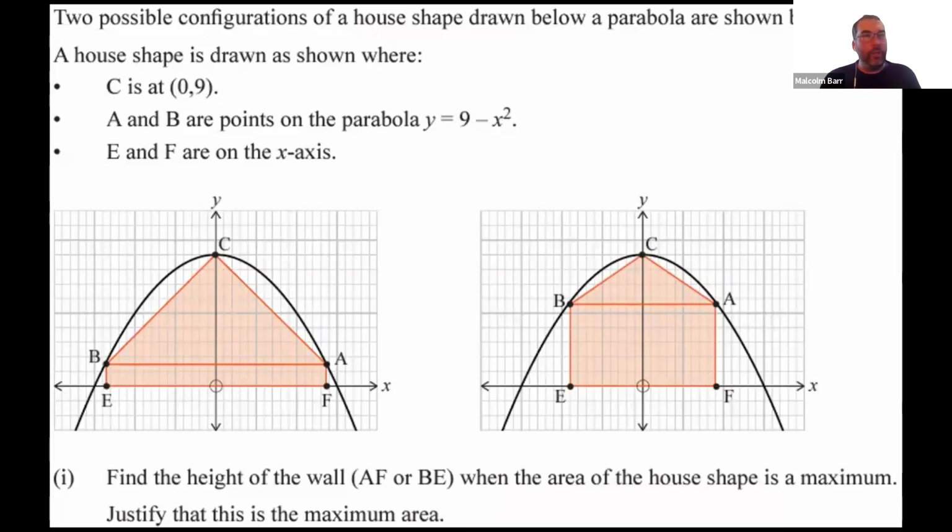So two possible configurations of a house shape are drawn below. A house shape is drawn where C is at (0, 9), A and B are the points on that parabola y equals 9 minus x squared, and E and F are on the x-axis, and you have to find the height of the wall, which is either AF or BE, when the area of the house shape is a maximum.